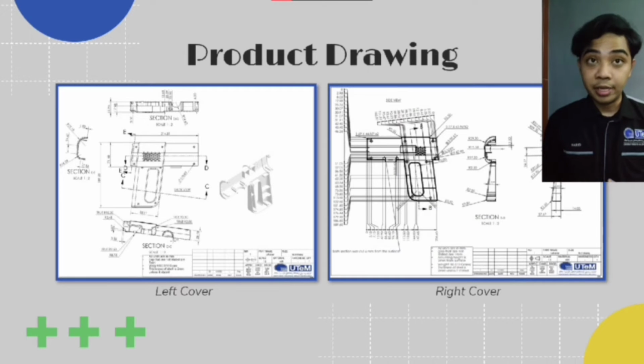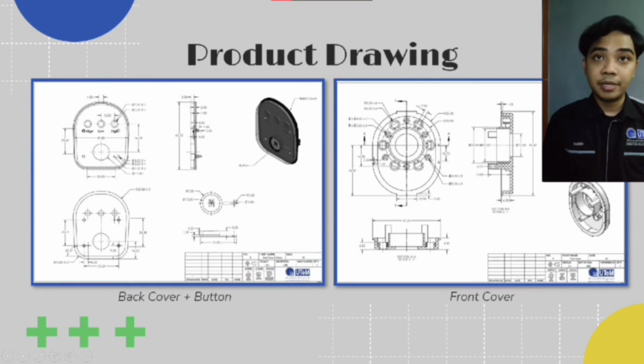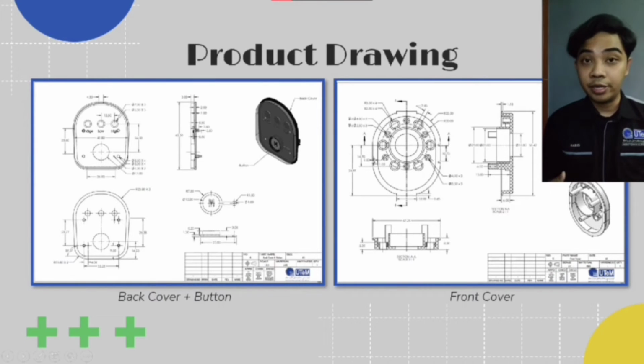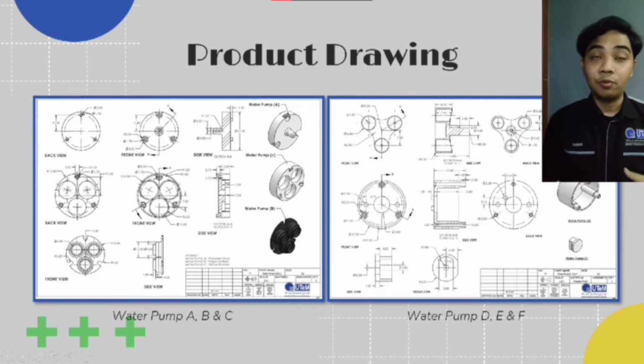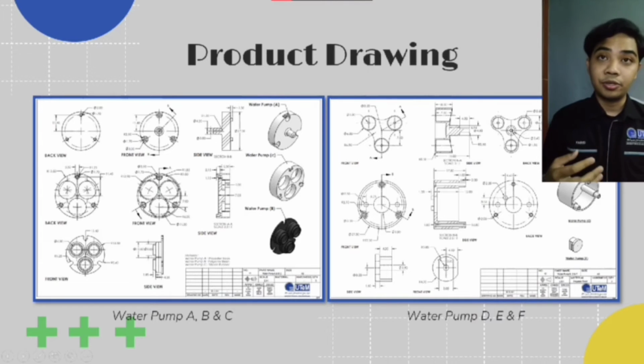Next, I will show the product drawings that we have made, along with the assembly and the exploded drawing. This is the left cover and the right cover, and this is the back and front cover for the housing of the body. Next, this is the group of parts that connect the bottle and the body. After that, this is the nozzle part that consists of 2 parts to connect to the front cover. Other than that, these parts combine to make a unit of water pump. Lastly, this is the electronic part.